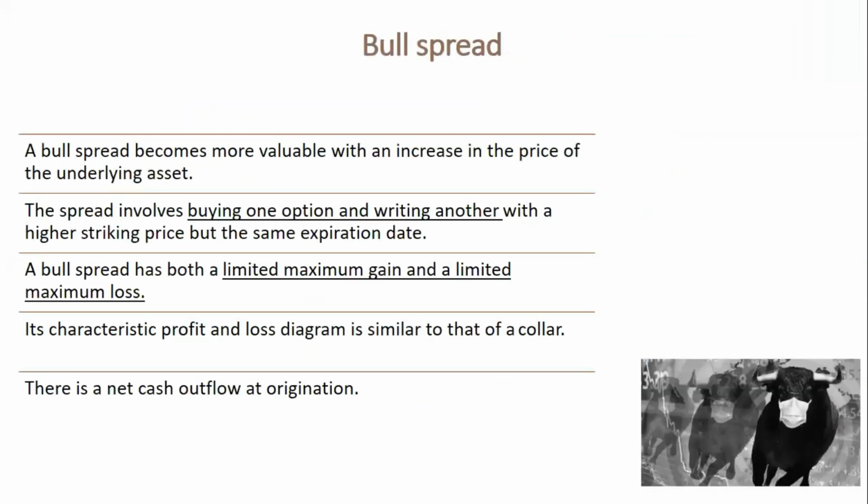Okay, third strategy, bull spread. A bull spread becomes more valuable with an increase in price. That is why it is called bull. A bull market means something which is going up, correct? So what you are going to do is buy one option and then write another option with a higher strike price. What you are going for is limited maximum gain and limited maximum loss.